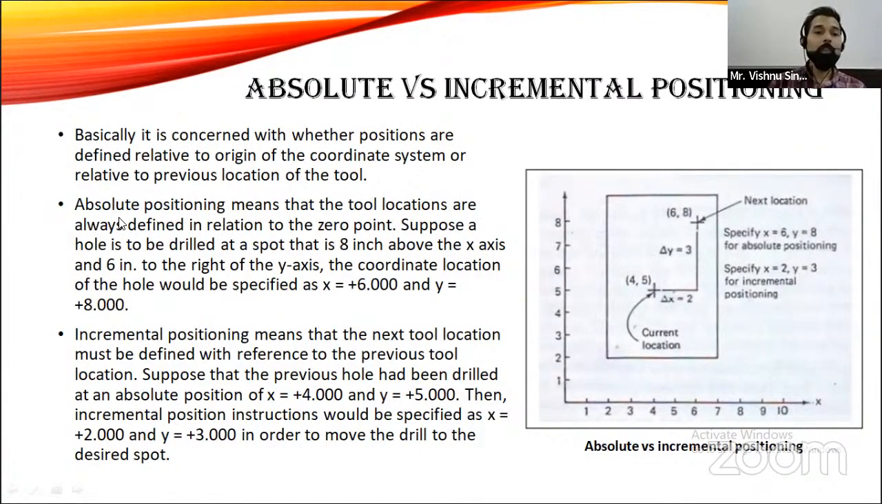So let's see. Absolute positioning means that the tool locations are always defined in relation to the zero point, or you can say the origin. Suppose a hole is to be drilled at a spot that is 8 inches above the x-axis, and 6 inches to the right of the y-axis. The coordinate location of the hole would be specified as x6 and y8. So in this case, we have drilled a hole at x6 and y8 with the help of absolute.